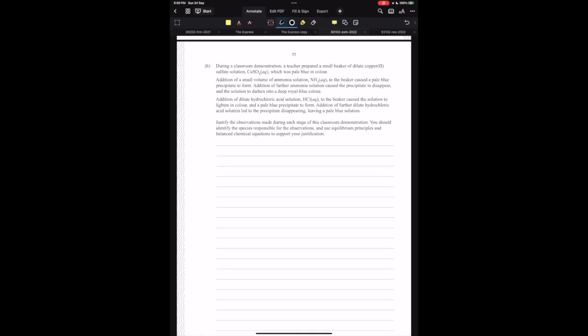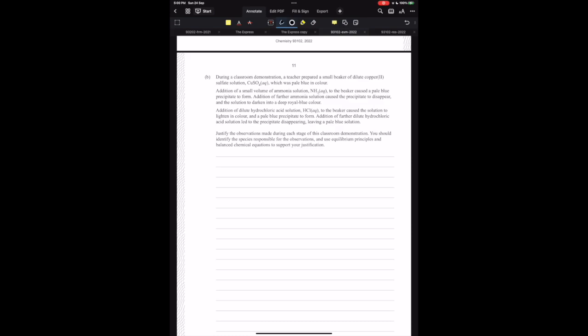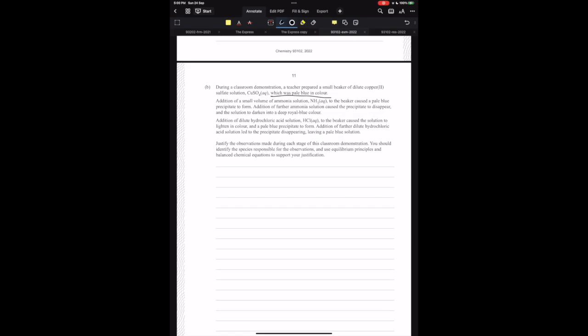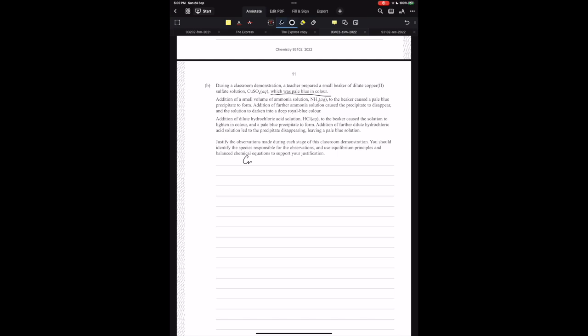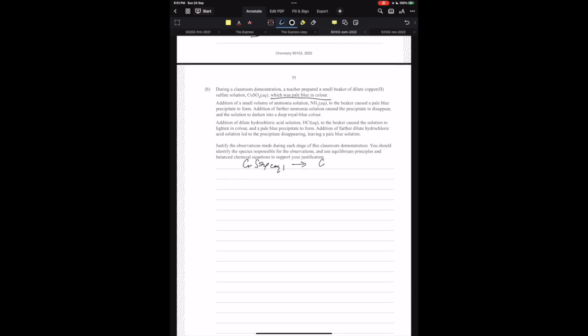So firstly, pale blue in color for the initial copper sulfate solution. So copper sulfate is just a mixture of copper ions, or copper 2 plus ions, and SO4 2 minus ions. Sulfate ions are colorless, but this is light blue, so pale blue. So that's why it's pale blue to begin with.